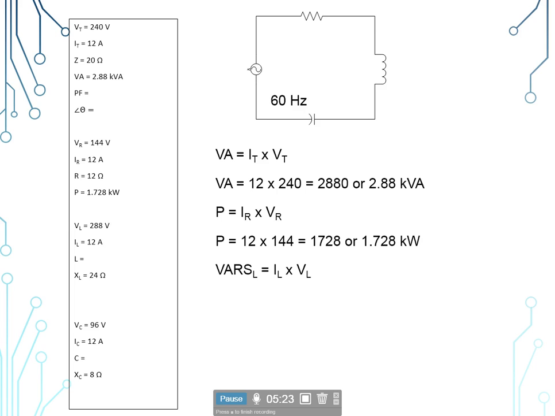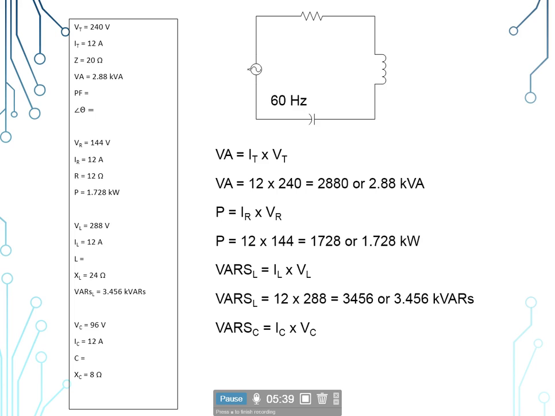Now we'll figure our vars, our wattless power. At the inductor it is going to be equal to I sub L times V sub L. So 12 times 288, giving us 3.456 kvars. And our var sub C will be the current at the capacitor times the voltage at the capacitor. So our 12 amps times 96 volts is going to give us 1.152 kvars there at our capacitor.